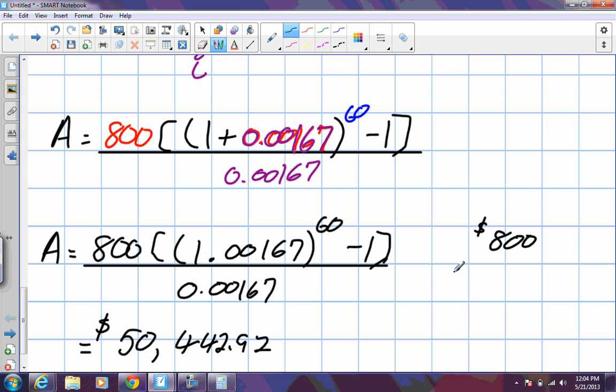So what is that number? What was our N? Our N value was 60. That's how many times he invested the $800. So let's actually figure this out. 48,000. So Jason put in $48,000.